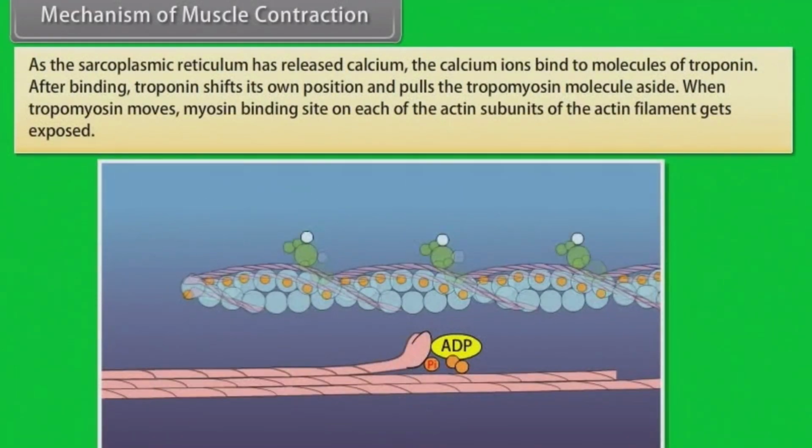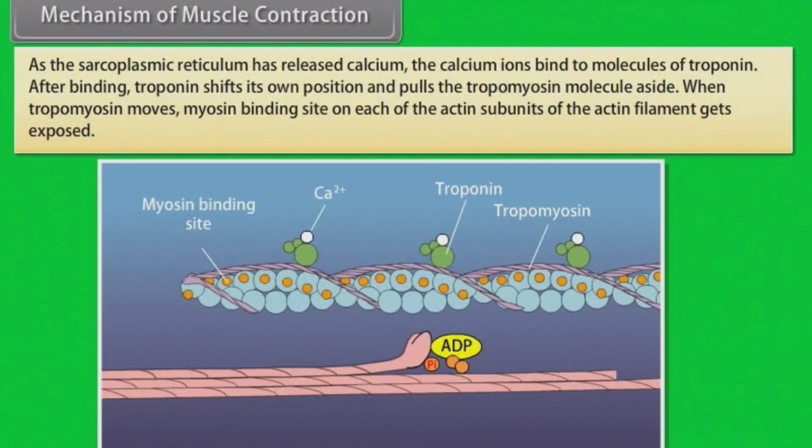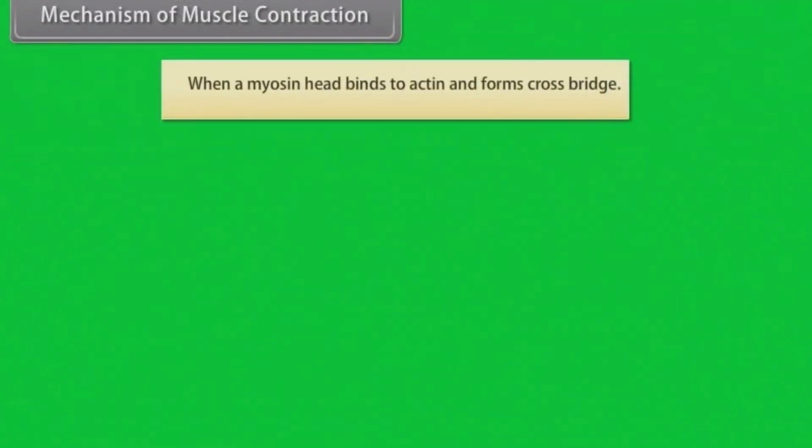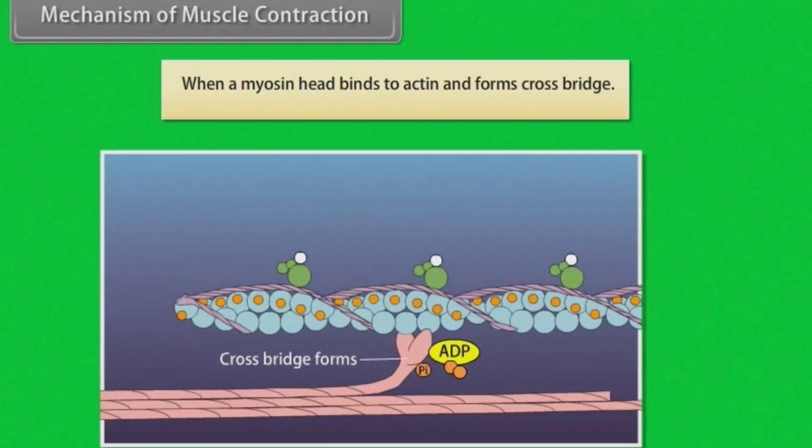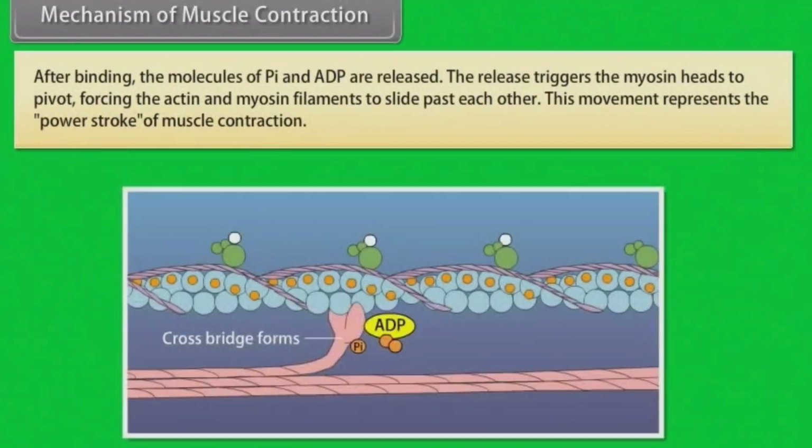As the sarcoplasmic reticulum has released calcium, the calcium ions bind to the molecules of troponin. After binding, troponin shifts its own position and pulls the tropomyosin molecule aside. When tropomyosin moves, myosin binding site on each of the actin subunits of the actin filament gets exposed. A myosin head binds to actin and forms a cross-bridge. After binding, the molecules of Pi and ADP are released.